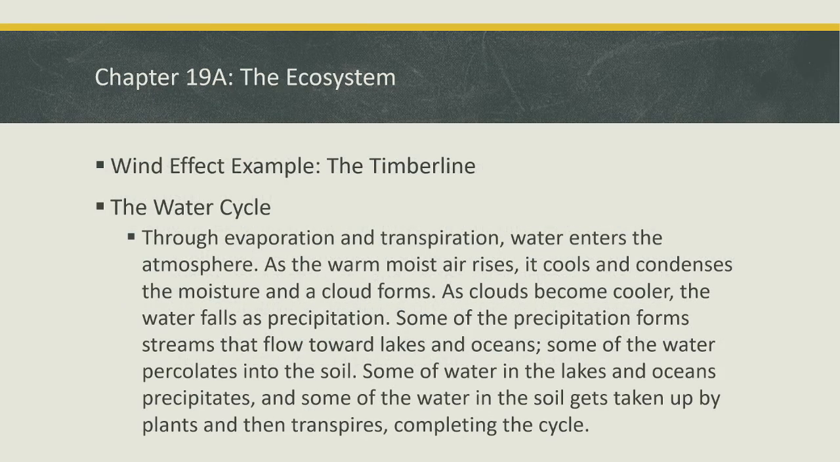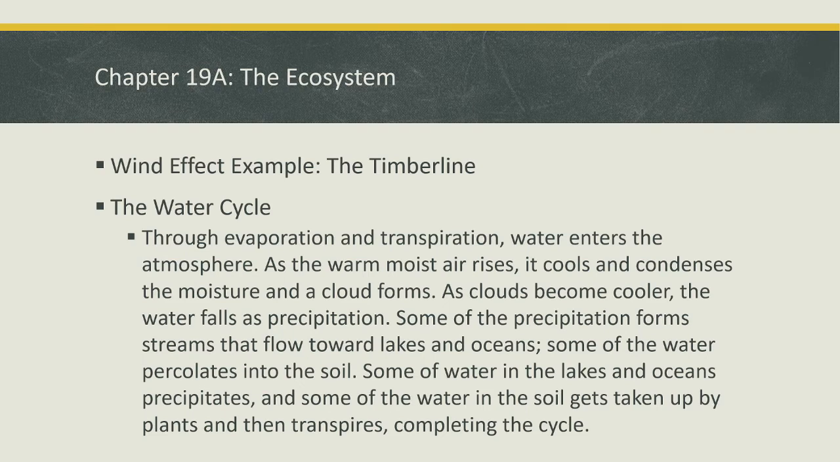Wind effect example, there you go. That's the timber line, or also known as the tree line. The water cycle. So the text goes into the water cycle a bit, and basically what happens is through evaporation and transpiration, water enters the atmosphere. So evaporation would be just water evaporating from a lake, river, or ocean. Transpiration would be water evaporating out of a plant. So water evaporates, and the water enters the atmosphere.